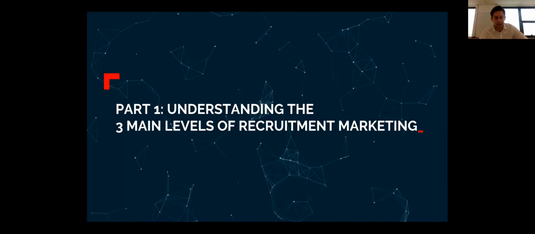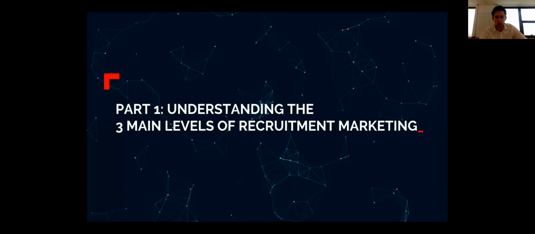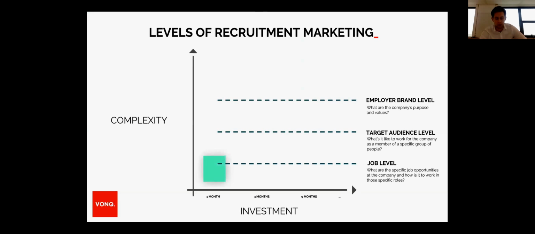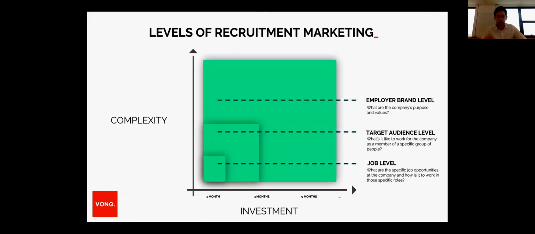So part 1 is understanding the 3 main levels of recruitment marketing. When we talk about recruitment marketing, it's important not to limit ourselves to thinking only about one element, such as job advertisements for individual roles, because there's a lot more to it than that. This chart provides a great overview of how talent acquisition professionals should see recruitment marketing broken down into 3 levels: the employer brand, target audience, and job level, to be precise. And I'll go into more detail about them later on.